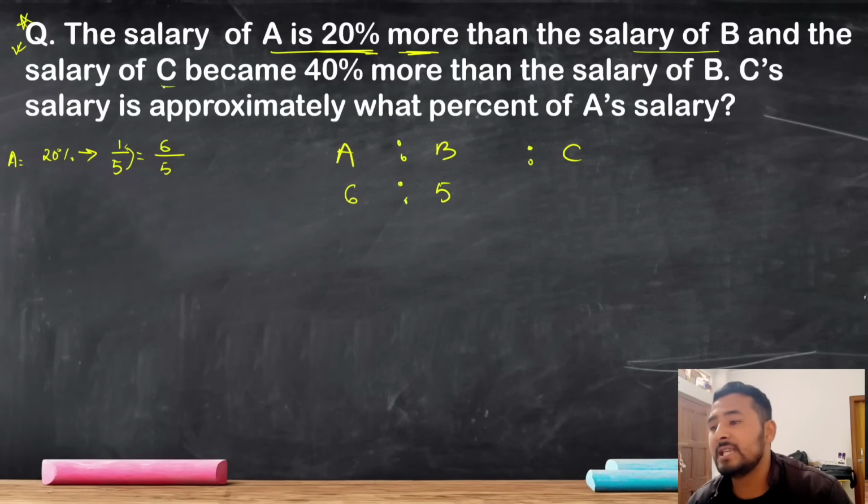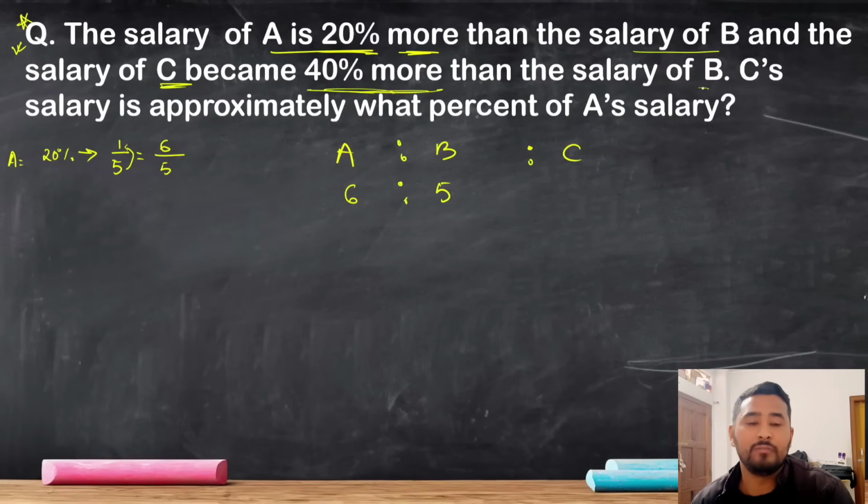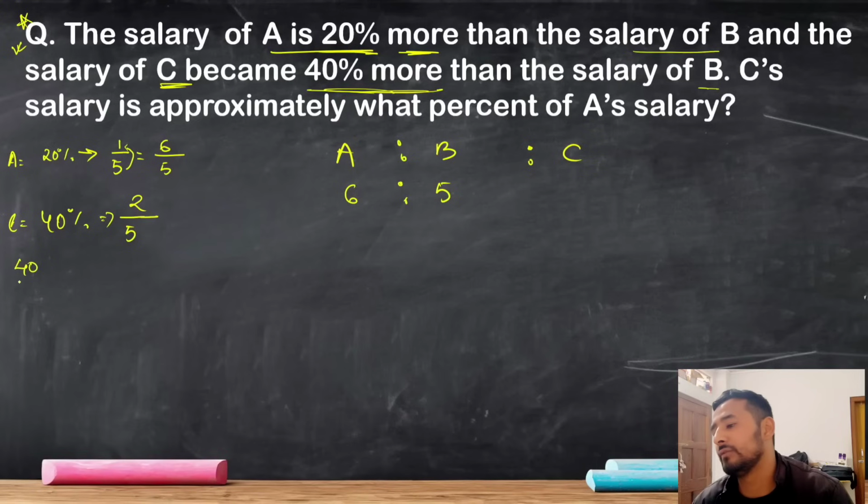And the salary of C became 40% more. Again, it is compared with the salary of B. C's salary is 40% more than B. What will be the fractional value of 40%? It is 2 by 5. If you are confused, you can do 40 by 100, cancel the 0s, 2 2s are 4, 2 5s are 10. So are you getting 2 by 5?